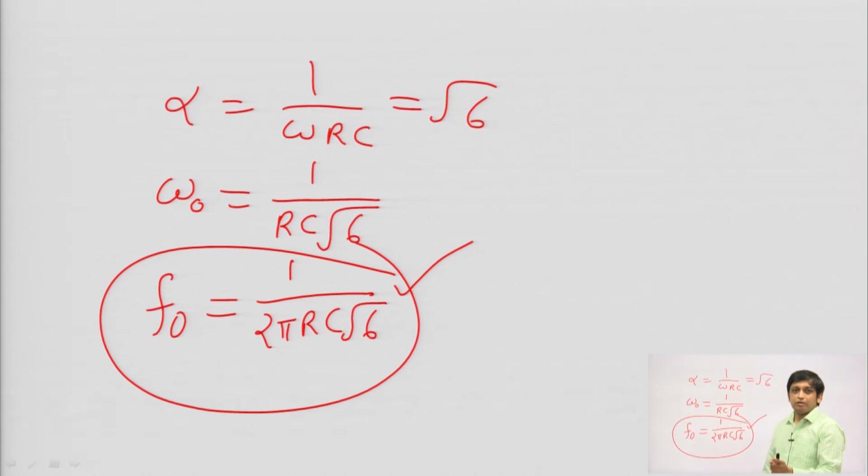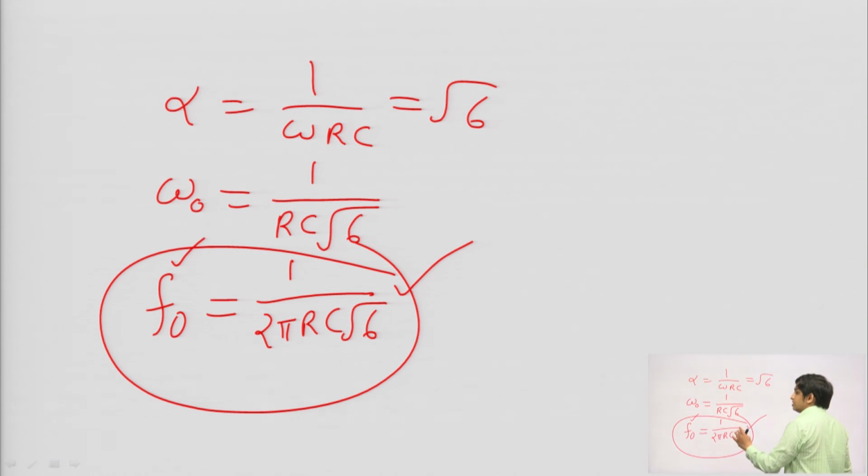In Wien Bridge oscillator, what we had got? It was 1 upon 2 pi RC. In phase shift, it is 1 upon 2 pi RC under root 6. And also for Wien Bridge oscillator and phase shift oscillators, we have calculated the condition to start the oscillations and we have calculated the condition for sustained oscillations. So, both the things we have calculated, because that is very important. And once we design the oscillator as per those conditions, after that we get a signal of a particular frequency.